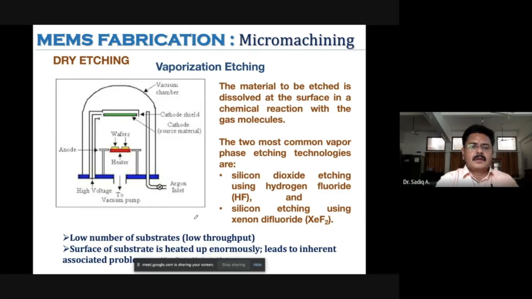Here it has a problem: a low number of substrates can be micromachined. That is low throughput. In this method, the surface of the substrate is heated enormously. That leads to inherent associated problems. If the wafer is subjected to high temperature, temperature associated stress can develop inside the wafer that can lead to failure. So high temperature operation with the wafer is also a problem because of warping or high temperature stress related problems.